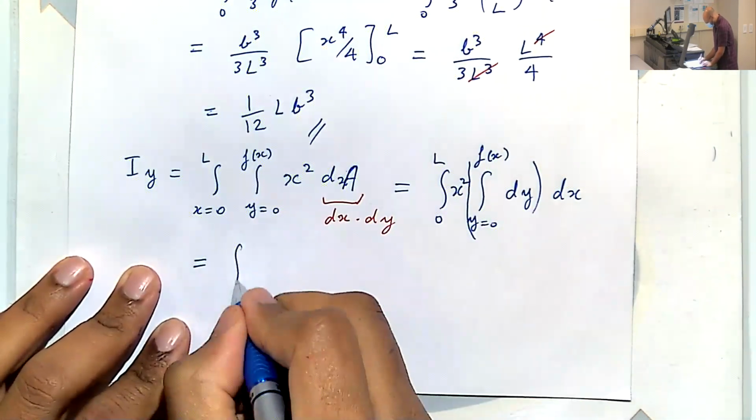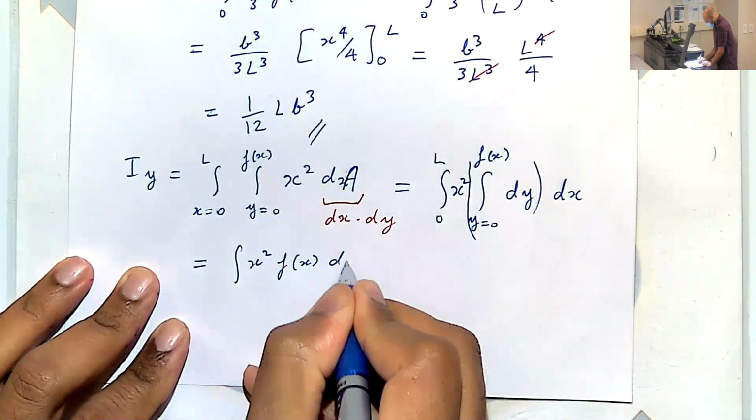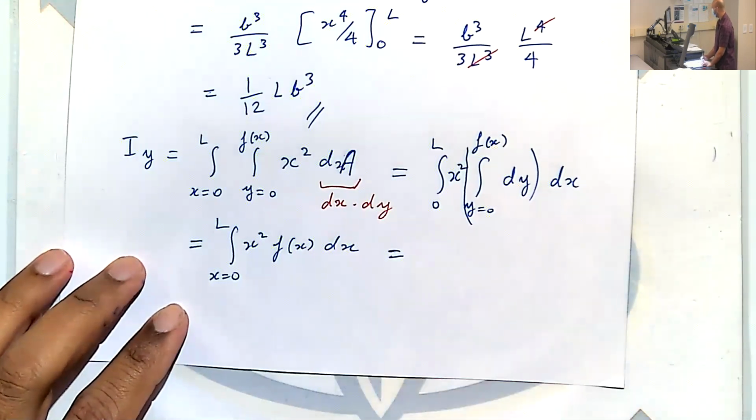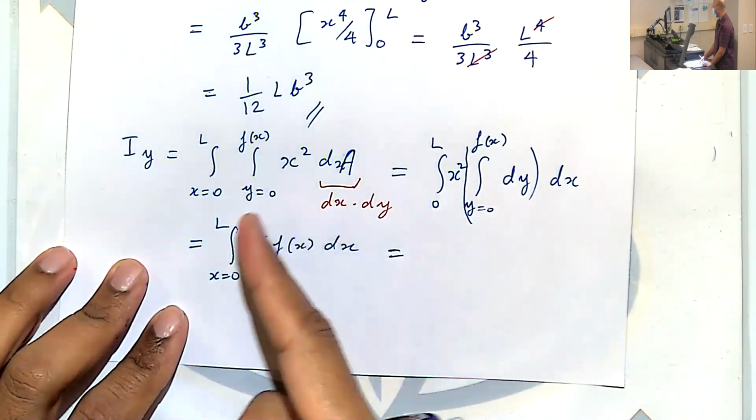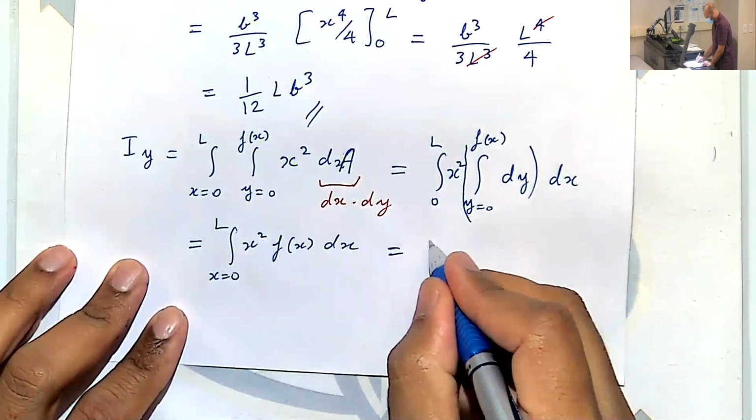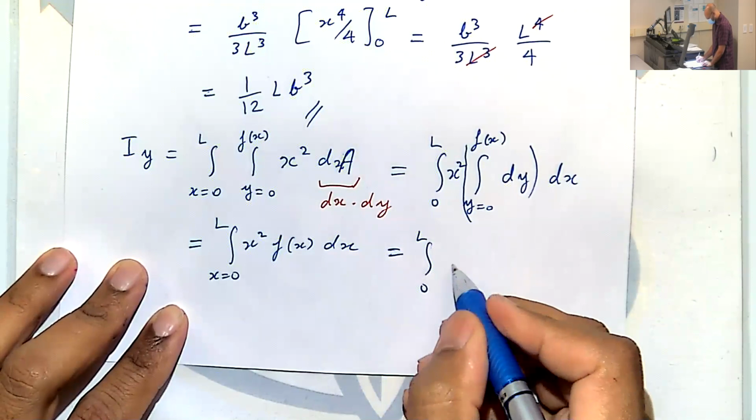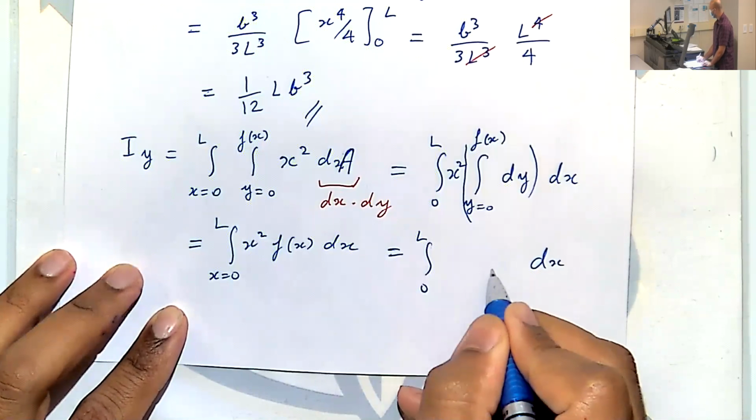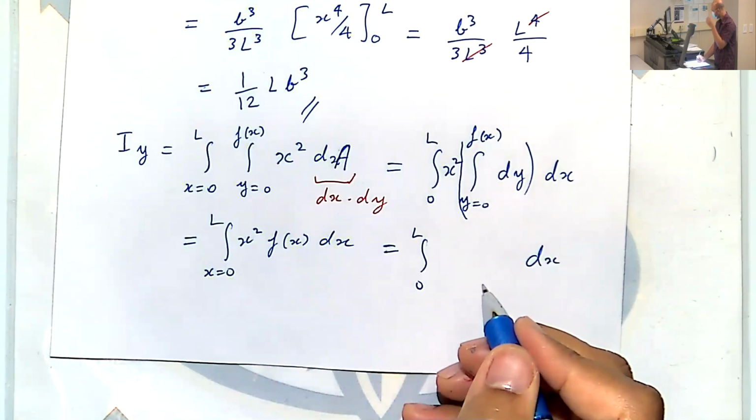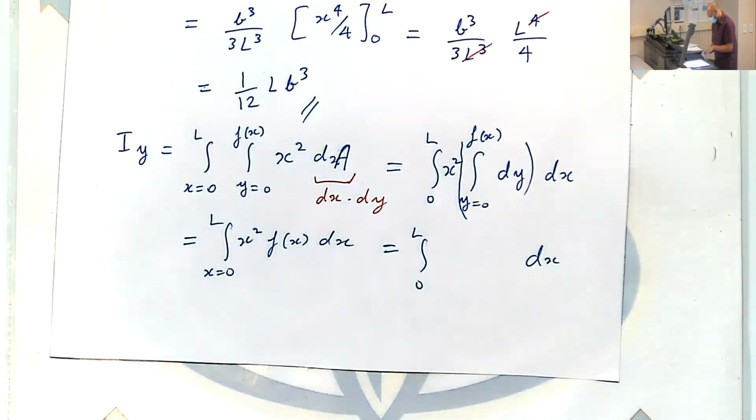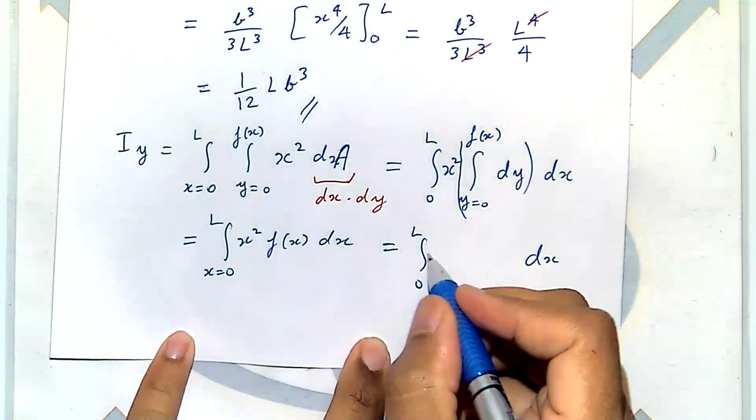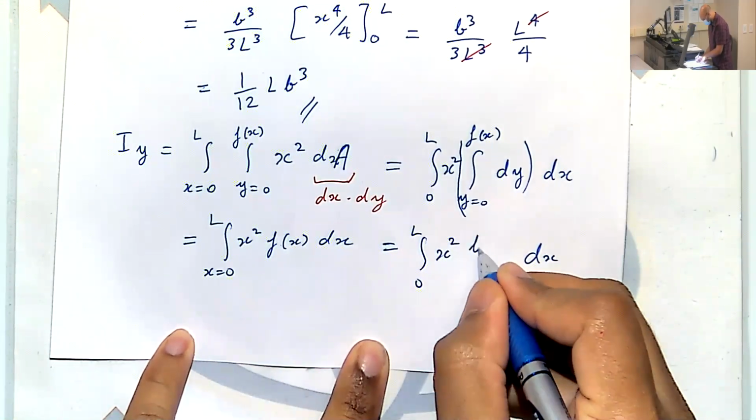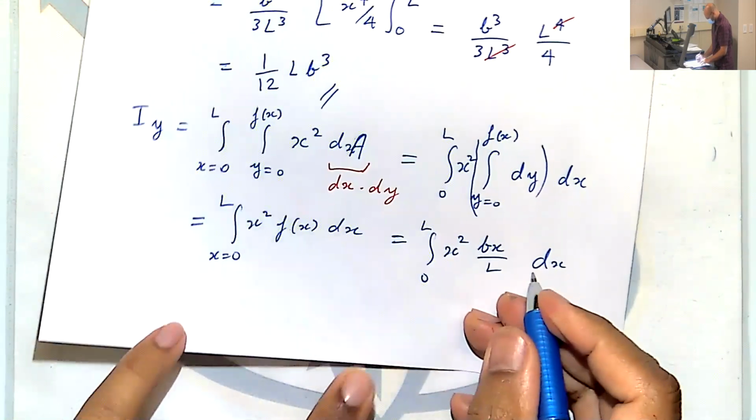Okay, so this just becomes integral of x squared fx dx. X goes from 0 to L. Now it's a one-dimensional integral. What do we write? What goes inside here? So dx remains the same. What about the inside? Plug in the function. Yeah, it's just x squared times fx. What is fx? It's bx over L. Okay, so this one's easier to do.